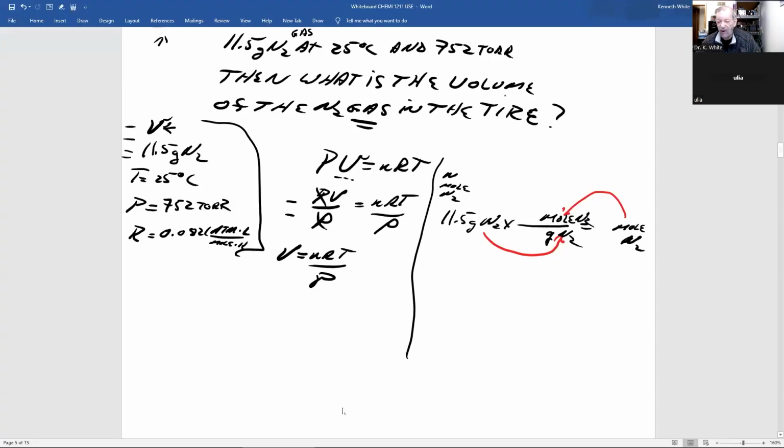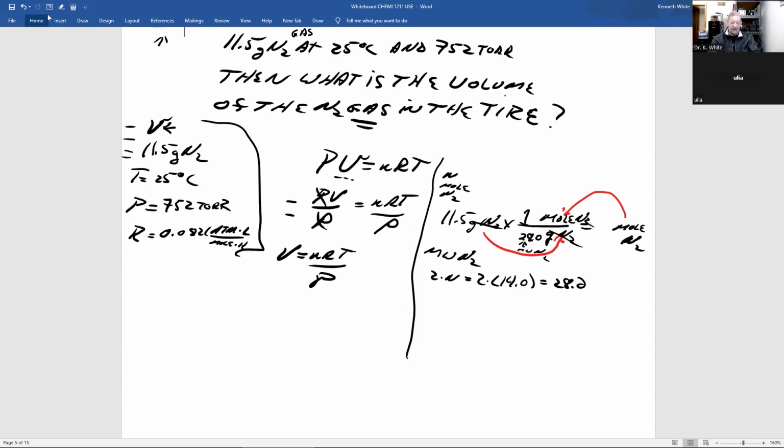So for every 1 mole, I need the molecular weight of nitrogen. And the molecular weight of nitrogen gas is 2 nitrogens. Each one, whoops, forgot the 2, is 14.0. Do the math. So 1 mole is 28.0 grams. Grams of nitrogen divided by grams of nitrogen cancel out. I'm left with moles of nitrogen.